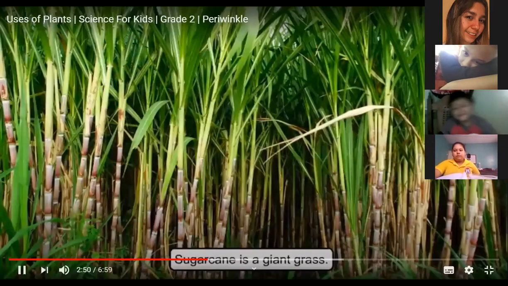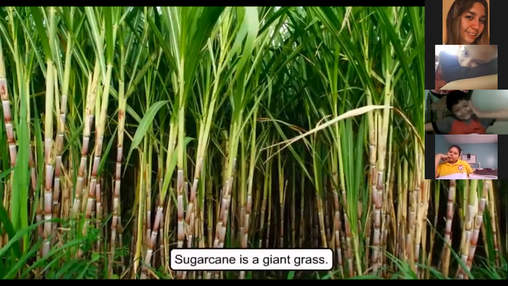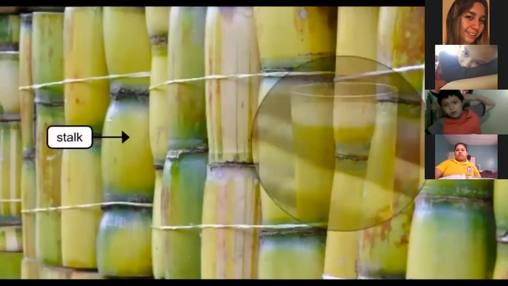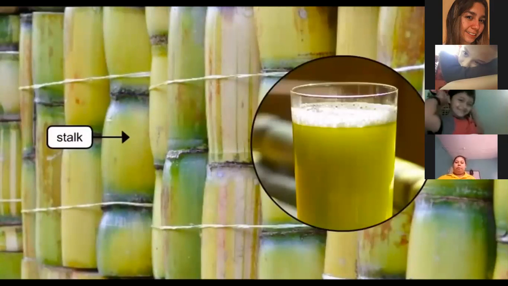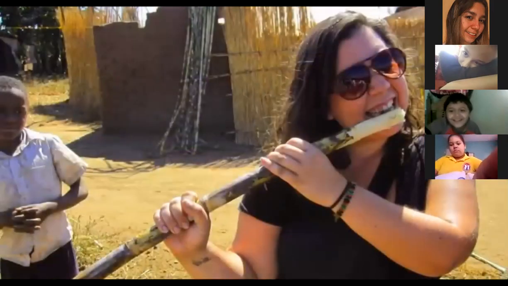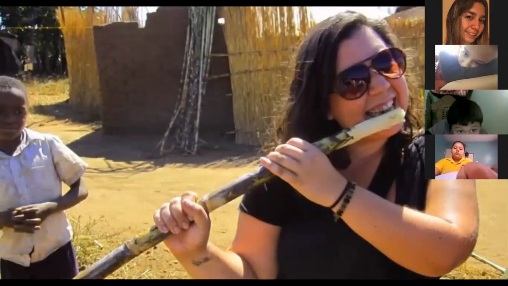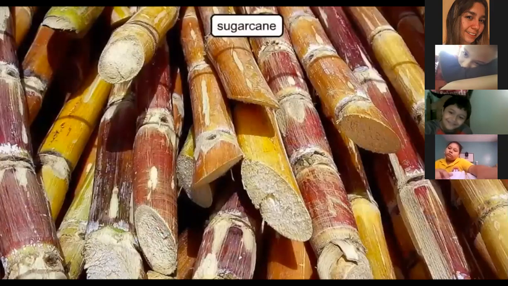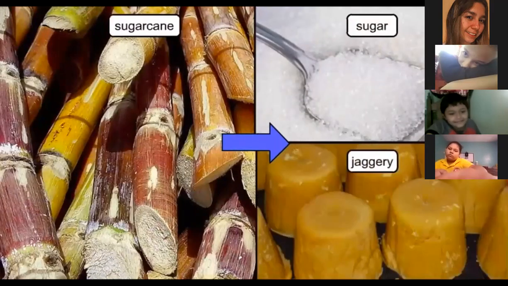Sugarcane is a giant grass. The stalks contain a sweet and juicy sap. We can peel and directly suck the natural juice. It is very tasty. Sugarcane is mostly used to make sugar and jaggery.